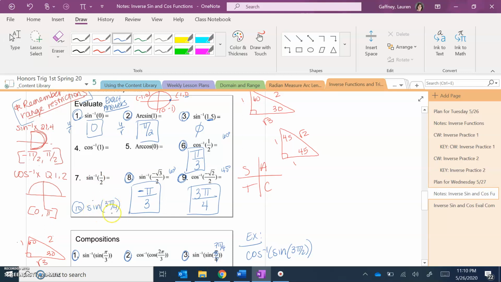Okay. So this is just what we've always done. Sine of 3 pi over 4. So it's a 45-degree reference angle. Quadrant 2. So that would be 1 over root 2 if we rationalize it, root 2 over 2, and sine is positive in quadrant 2.